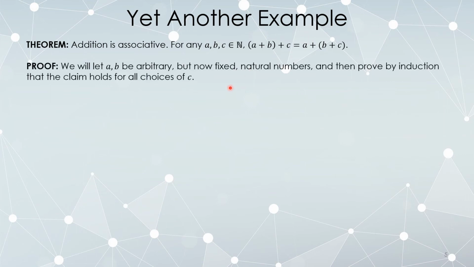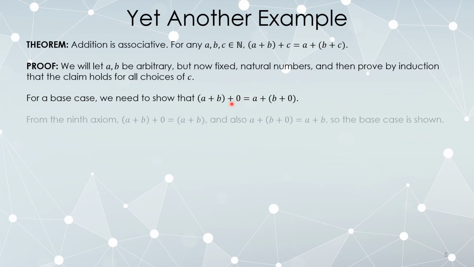The way we're going to do this proof, and there are a few ways to do it, okay, but the way we're going to do it, pretend a and b are arbitrary but not changing natural numbers. The claim is then going to be, for any choice of c, this works out. So we're going to do an inductive proof where this variable c is the one that we are letting vary across all the natural numbers. So for a base case, we need to show that it works out when c is 0.